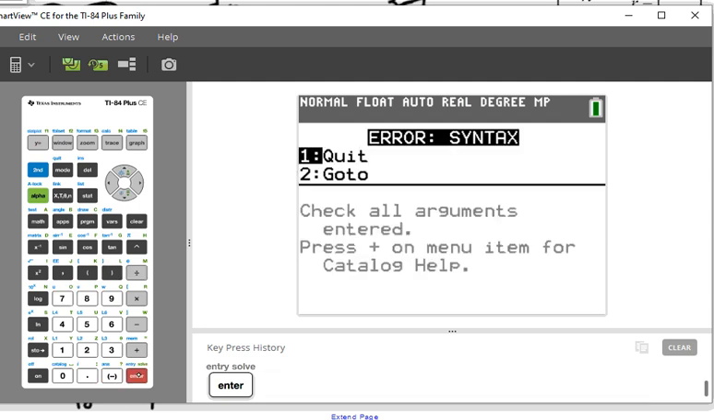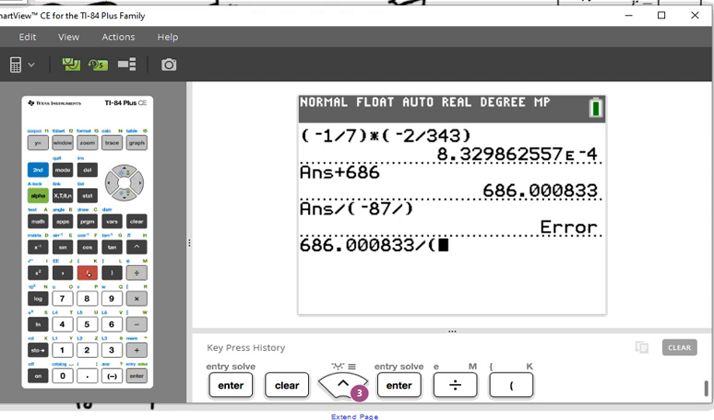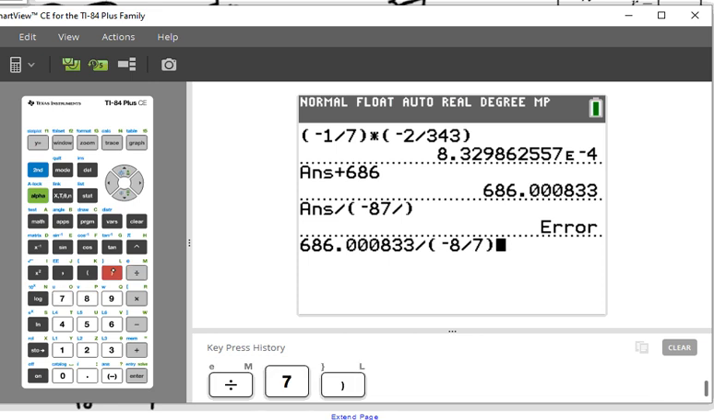Enter. What did I do wrong? Oh, my negative 8/7. That's just ugly. So that means I want to go up and I'll grab this answer again, highlight it. There's what I want. And I want to divide that, again, in brackets by negative 8 divided by 7. There, that's a little better. Divided by that, hit enter.